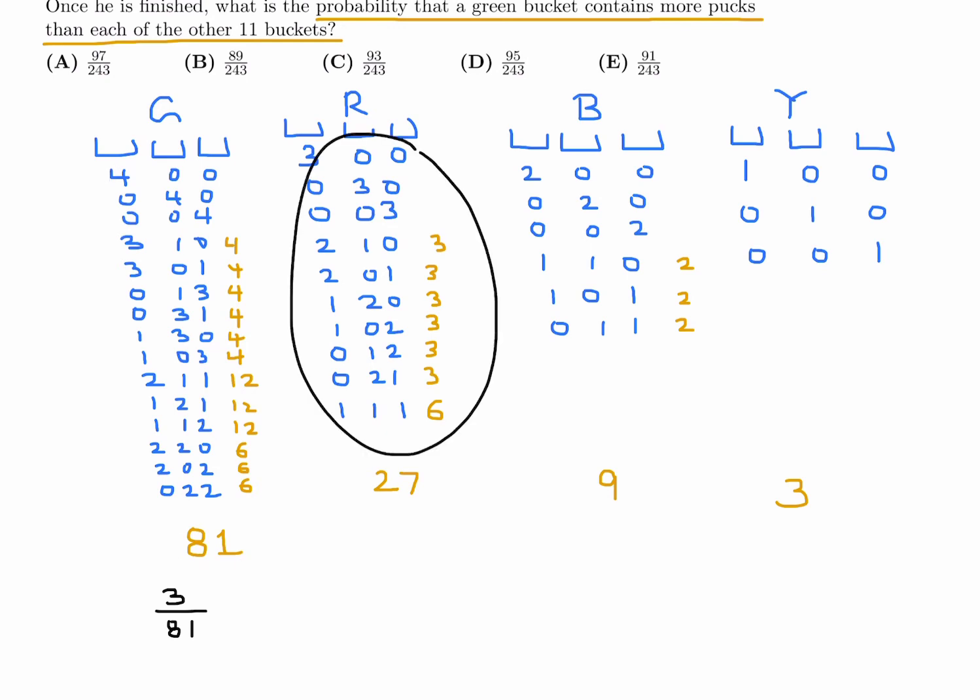Then from this I can choose any of them. So I can choose 27 over 27. From here I can choose any of them, 9 over 9. And from here I can choose any of those 3. So 3 over 3.